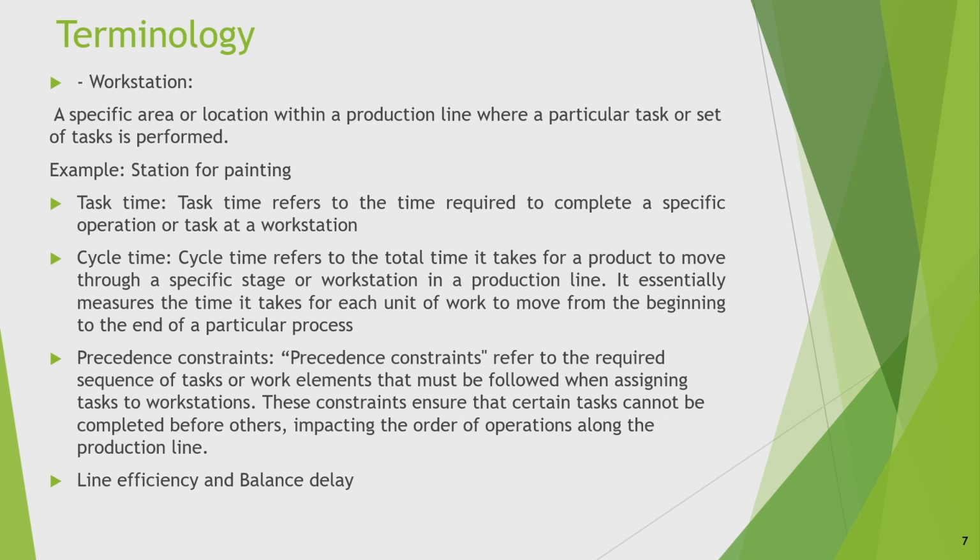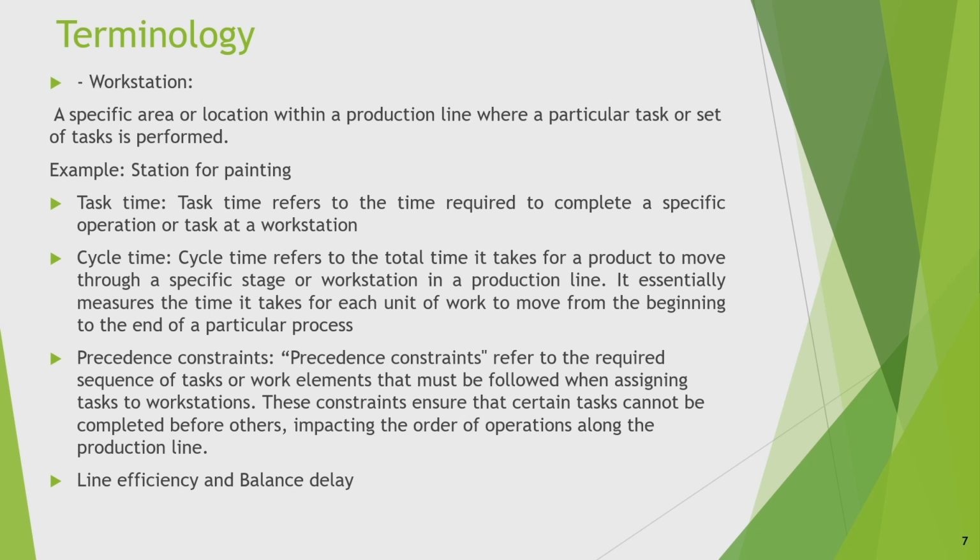And cycle time refers to the total time it takes for a product to move through a specific stage or workstation in a production line. So it may include productive as well as non-productive time. Even if the product is waiting at that station, that time is also counted in cycle time. It essentially measures the time it takes for each unit of work to move from the beginning to the end of a particular process. Task time may be only 2 minutes, but the cycle time is 3 minutes. That means maybe for 1 minute, it may be just waiting.